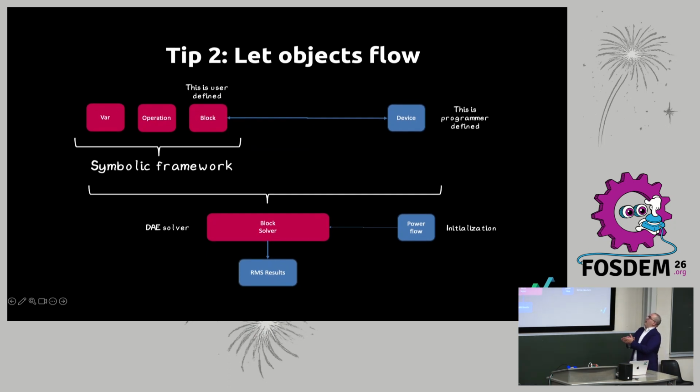This one is: let the objects flow. This implies that I use objects as opposed to tables, which is what most people use. An object is nothing but a table where the things inside can be more tables, so objects can point to other objects. If you run typical simulations like optimal power flow or something linear, you don't need to be that flexible. You can use tables.